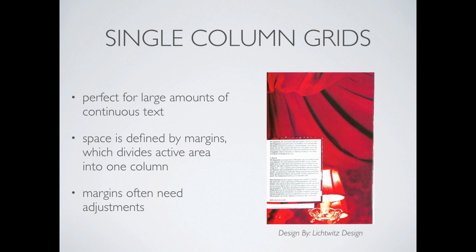So the most basic grid is that single column. Perfect for large amounts of text. This is your English paper. I couldn't just throw an English paper up there. I had to do one with some kind of a colored background. But you get the idea. Big body of text. You will often need to adjust those margins a little bit, especially if you're writing for a book, facing pages rather than just a single set of sheets.